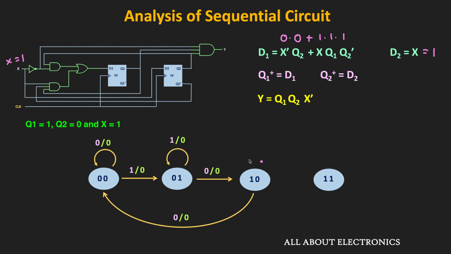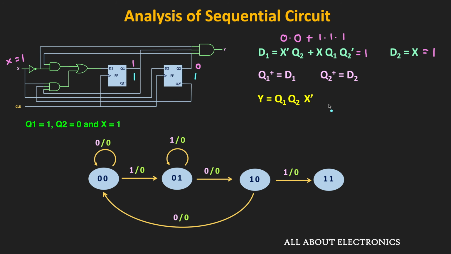Because here, since Q2 is equal to 0, this Q2 bar will become 1. That means whenever the circuit is in the 1 0 state, or in other words, when Q1 and Q2 are equal to 1 0 and the input X is equal to 1, then this D2 input will be equal to 1, and the D1 input will also be equal to 1. Therefore, at the next clock edge, both the Q1 and Q2 outputs will become 1. That means at the next clock edge, the circuit will do a transition from 1 0 to 1 1.